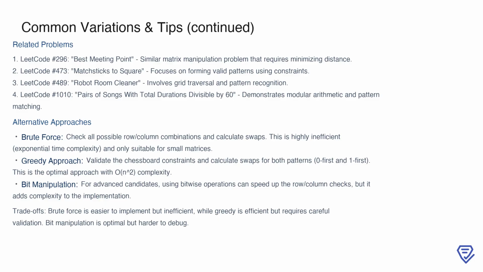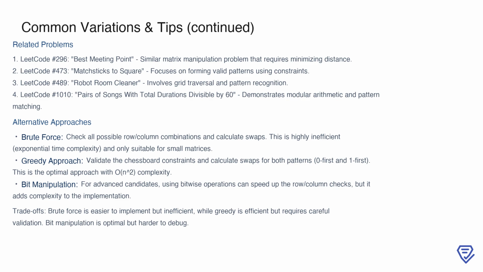As for alternative approaches, brute force is one option, where you check all possible row and column combinations and calculate swaps. While this is simpler to implement, it's highly inefficient, with exponential time complexity, and only practical for very small matrices.